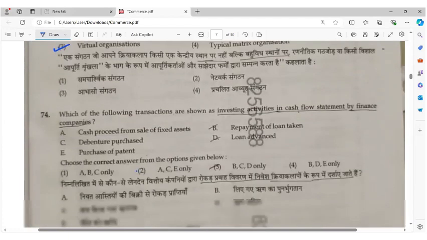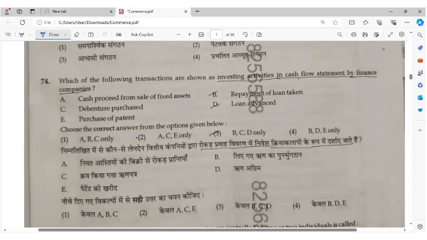Okay. The next question, question number 74: which of the following transactions are shown as an investment activity in the cash flow statement of a finance company? For the finance company, here you can also use the elimination method.